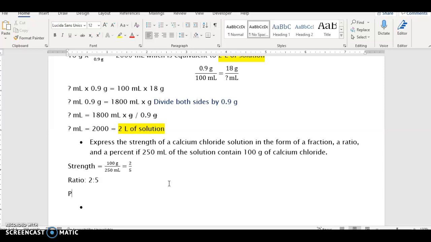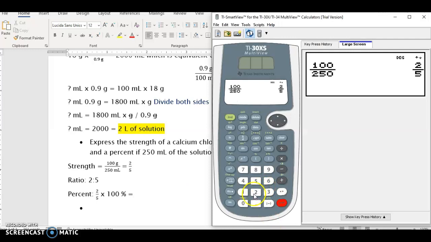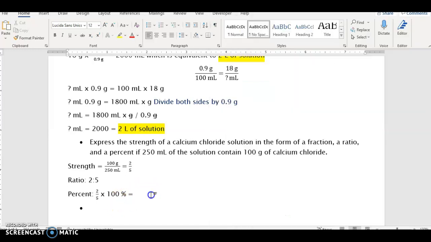And then to express the strength as a percentage, we're going to take that fraction 2/5 and multiply it by 100%. So we're literally going to do 2 divided by 5 on our calculators, and we should get a decimal there, so 0.4. And then take that 0.4 and multiply it by 100. All right, and we can see that as a percent, the strength of the solution is 40%.